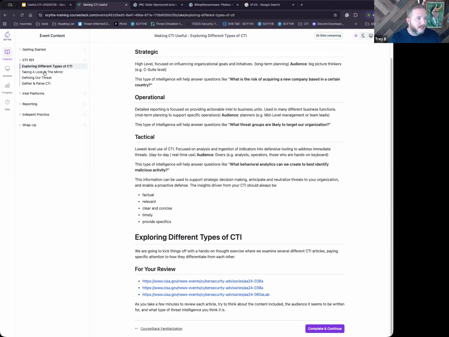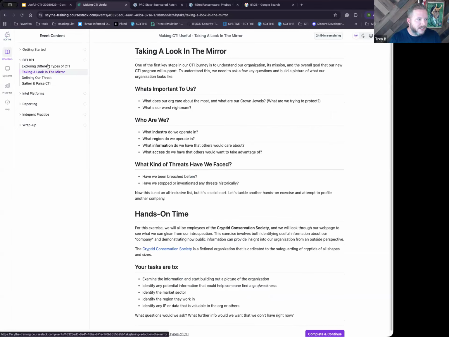So what that looks like is this next section here in Core Stack, the Taking a Look in the Mirror chapter, is what we're going to be working on. So this is kind of a short task. We'll say, let's go 10 minutes.